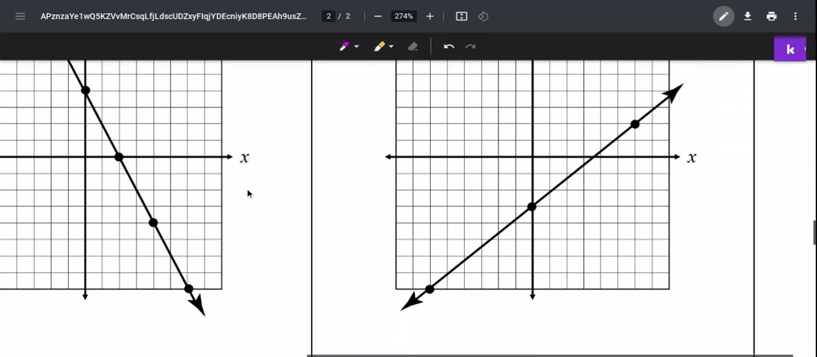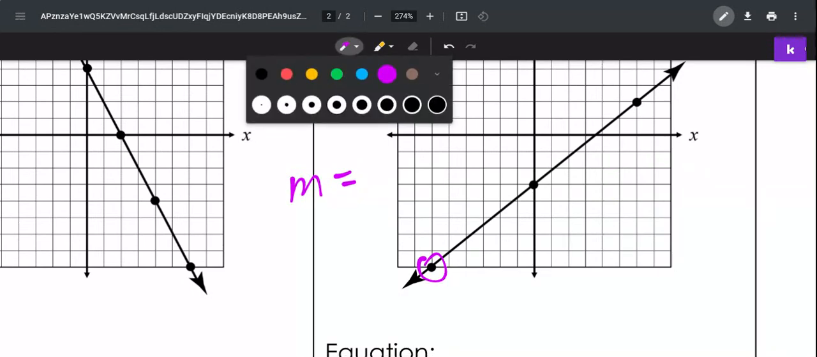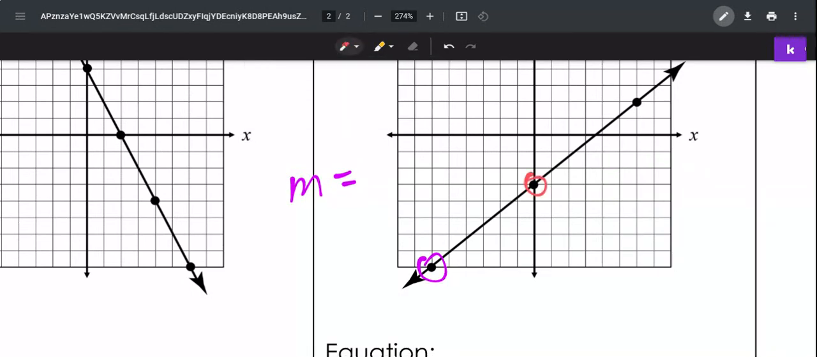So the first thing I'm going to do is find m equals, okay? So I always start on the far left, this point down here. I'm going to go to the right, find my next point. It's here. Now, if you notice, to get from purple to red, I would have to go up, so that means positive.